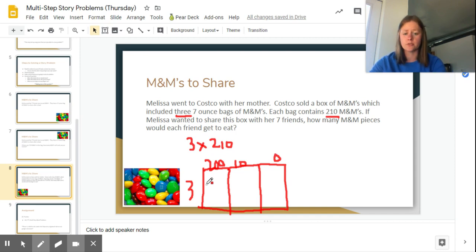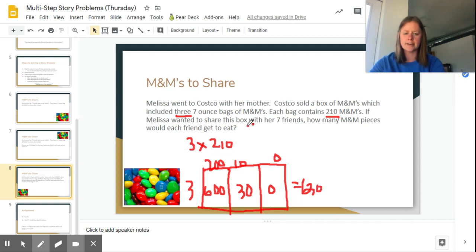So what's 3 times 2? 6. And then put on your 2 placeholders. So it's 600. Okay. 3 times 10 is 30. You also could have done 3 times 1, add your 0 placeholder. 3 times 0 is 0, not 3. Anything times 0 is 0. Okay. So there's going to be 630 M&Ms. Okay.